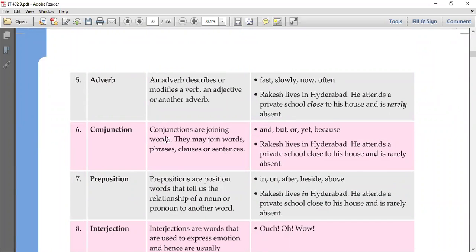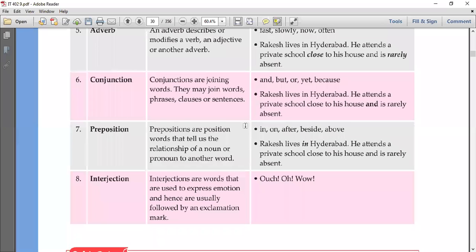Conjunctions are the joining words which can join words, phrases, sentences, and clauses with each other, like and, but, or, and yet. Prepositions are position words. They also join the sentences, but they also create a relationship between a noun and other words. Right? It shows the relationship. Conjunctions सिर्फ join करते हैं. Prepositions also show the position, and the relationship between the noun and the other part of the sentence. जैसे Rakesh lives in Hyderabad. Where does he live? In Hyderabad. So relationship बन रहा है इन words की वजह से. This "in" is the preposition here.